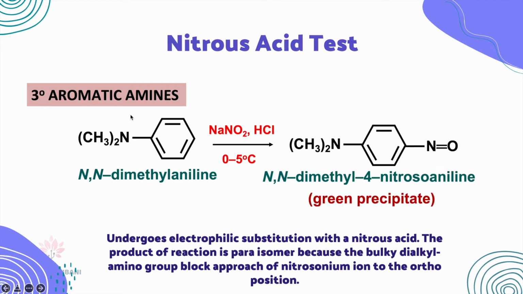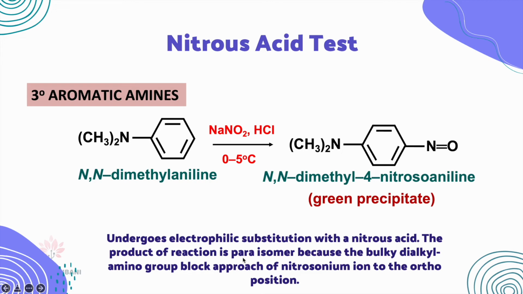The tertiary aromatic amine undergoes the nitrous acid test. The product will be the reactant with N double bond O at the para position. Why para position? It undergoes electrophilic substitution with nitrous acid, so it adds an O but replaces the hydrogen. This is not addition because we have hydrogen here. N double bond O replaces the hydrogen, so it is electrophilic substitution with nitrous acid.